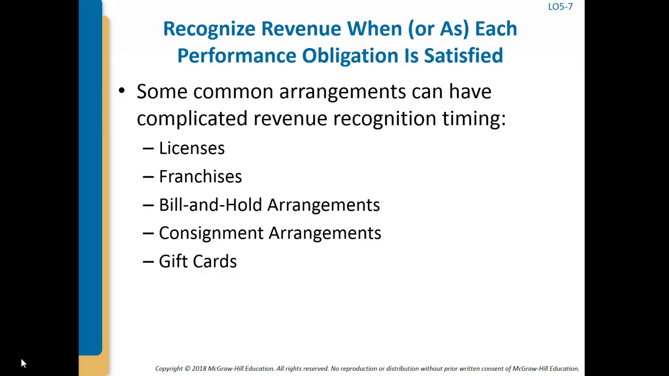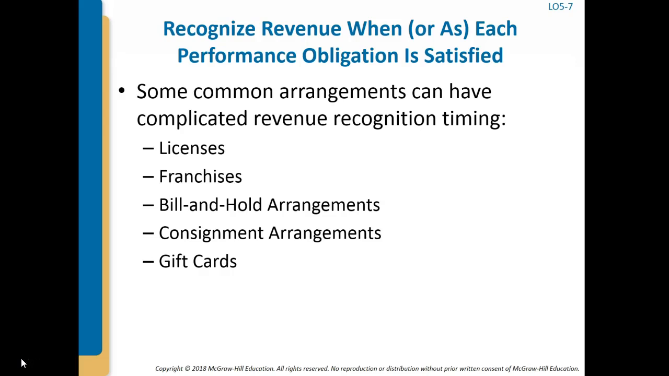Licenses for symbolic intellectual property transfer a right of access to the seller's intellectual property. The seller's ongoing activities are expected to affect the benefit the customer receives from the intellectual property. Think of an NFL trademark granted to a company over a period of time. In that case, revenue is recognized over the period of time for which access is provided.